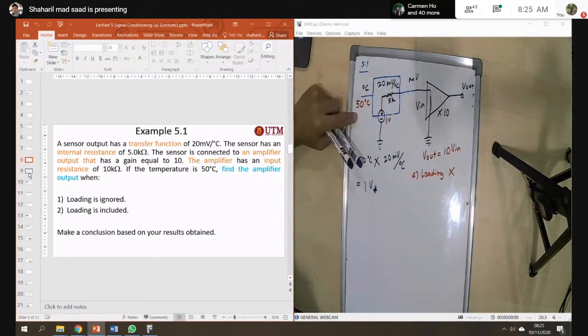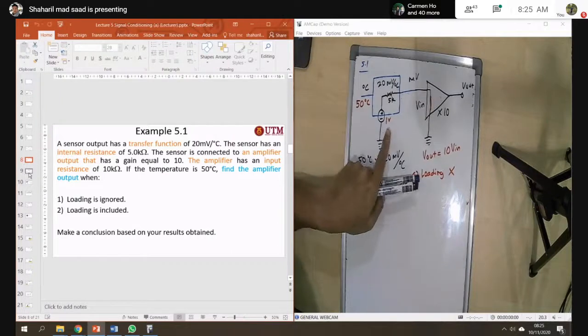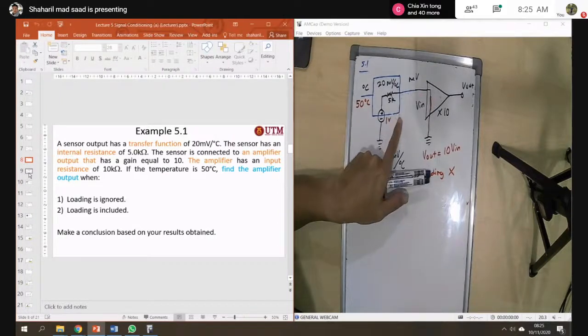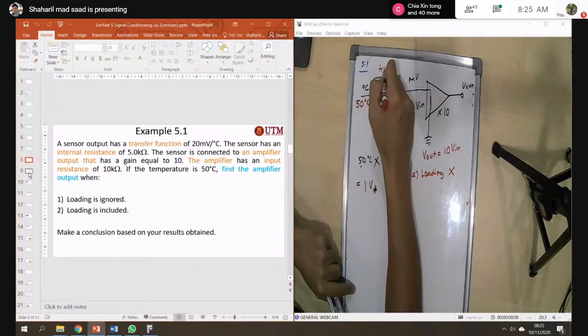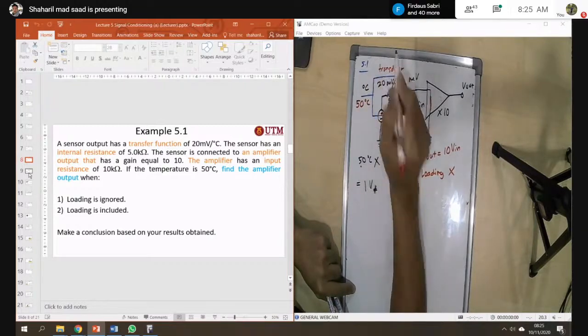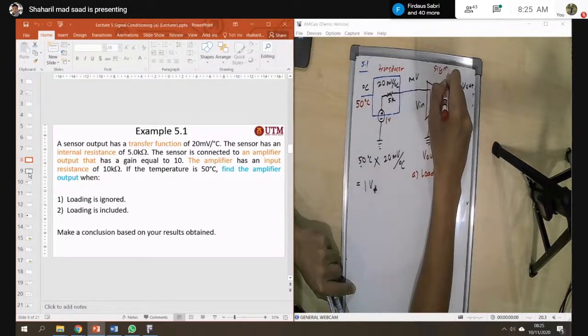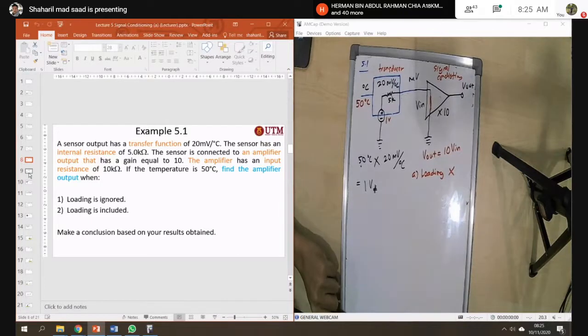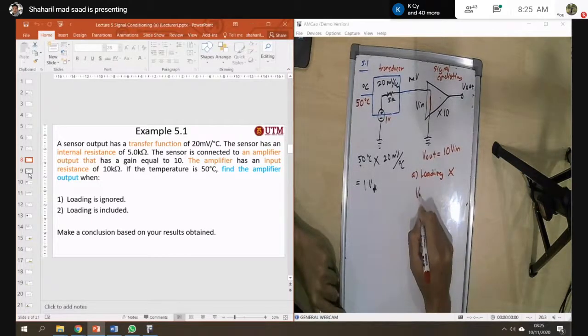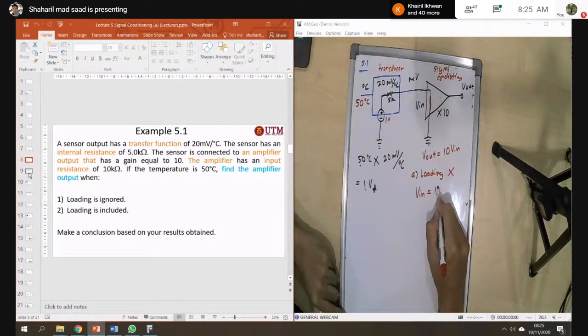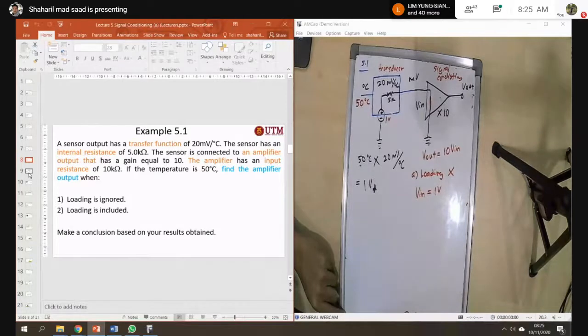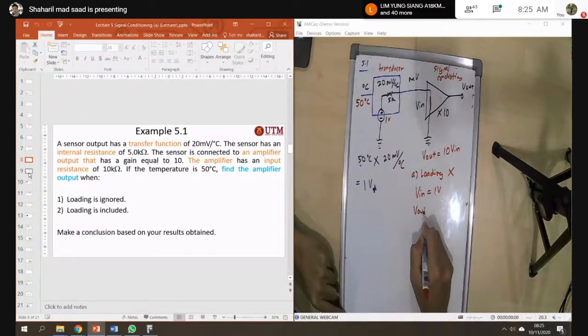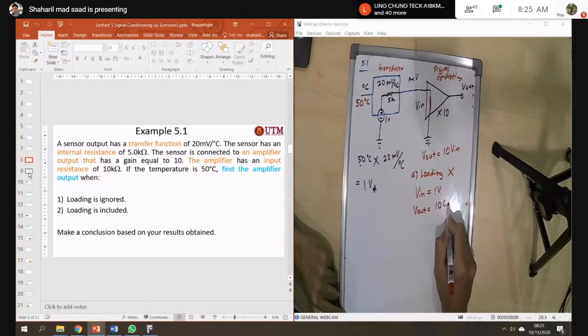Okay. 50 degree will produce 1 volt from the transducer. So this one is the transducer, and this one is the signal conditioning. So when loading is ignored, V in here is equal to 1 volt, or V in equals Vx here. Then you get V out is 10 times 1 volt. So now you got 10 volt here.